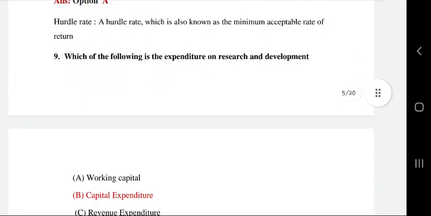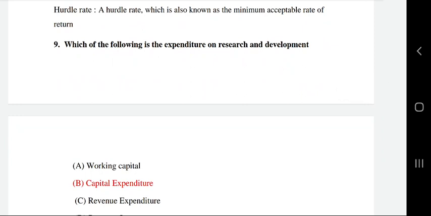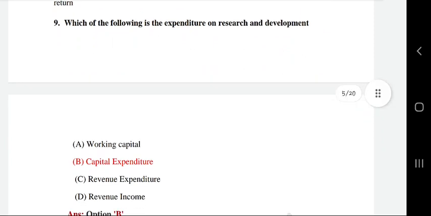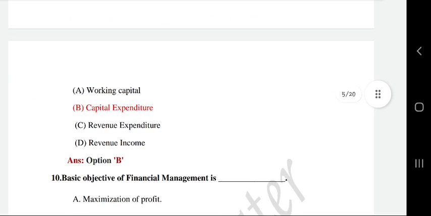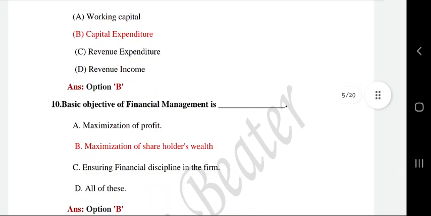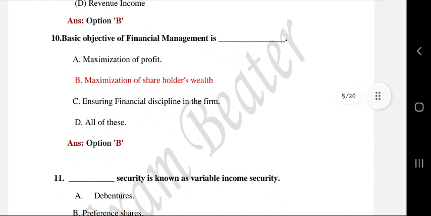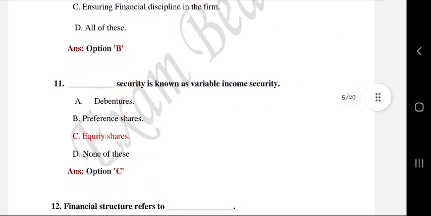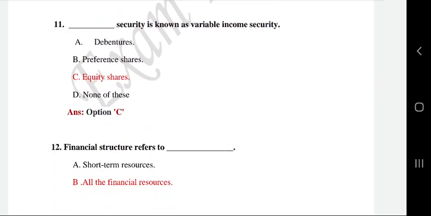Then next, which of the following is the expenditure on research and development? Answer is option B, capital expenditure. Basic objective of financial management is. Option B is the answer, maximization of shareholders' wealth. Question number 11. Dash security is known as variable income security. Answer is equity shares.